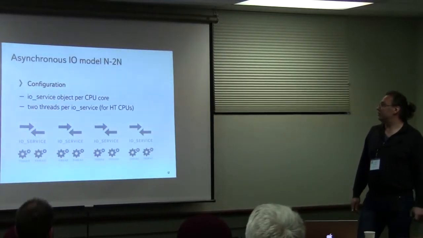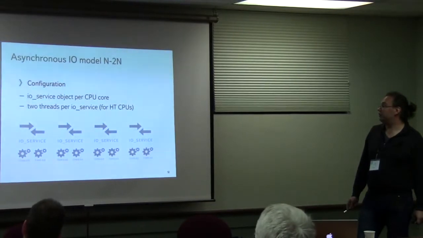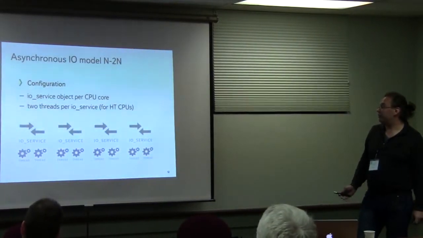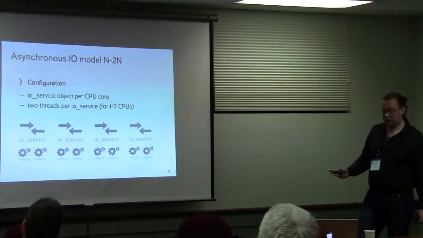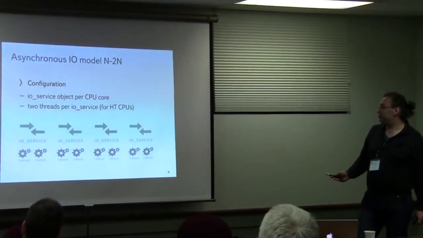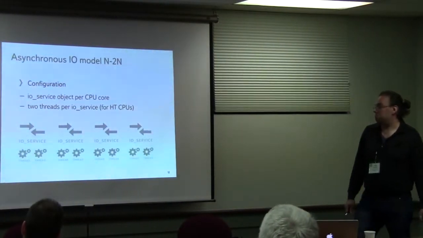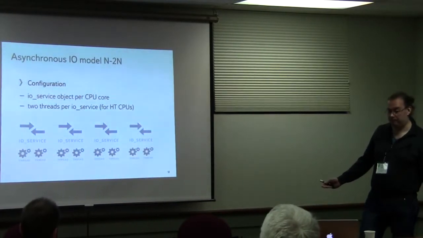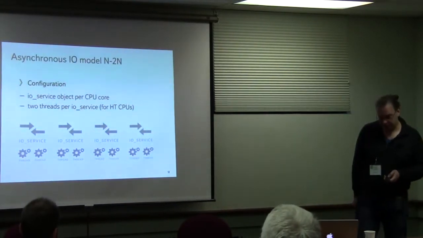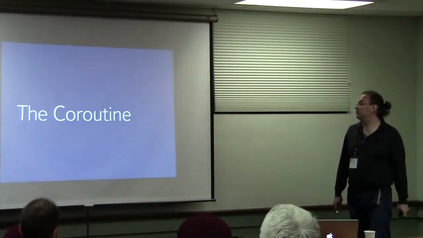This model is the combination of the previous two models. Here we have an IO service object per CPU core, but here we have two threads per IO service. We made it for hyperthreading CPU utilization, and we thought that this model would give us greater performance than the previous two. Well, and now we have something completely different.